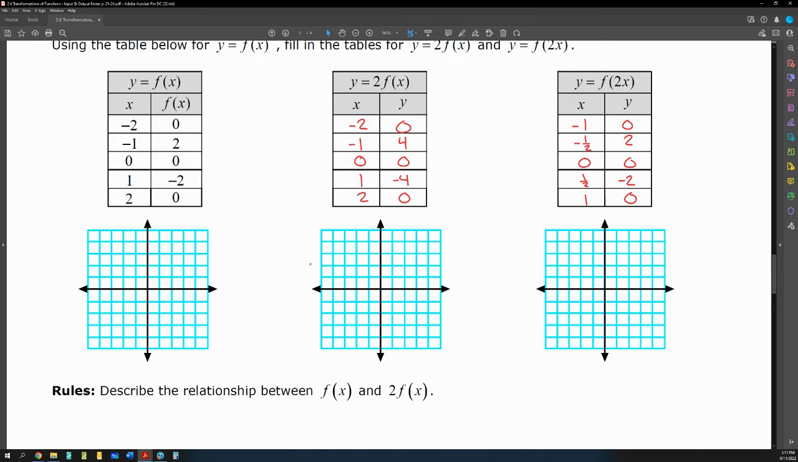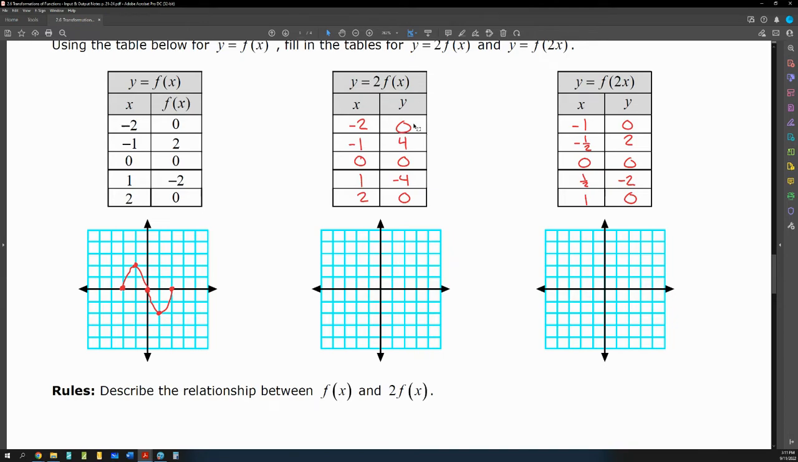Okay, let's go ahead and graph this and see if we can come up with a relationship between the scalar and its transformation. So here we have f of x. We have -2, 0. We have -1, 2, 0, 0, 1, -2, and 2, 0. We're going to see more of this later, but this looks to be like a sine or a cosine graph, part of one anyway.